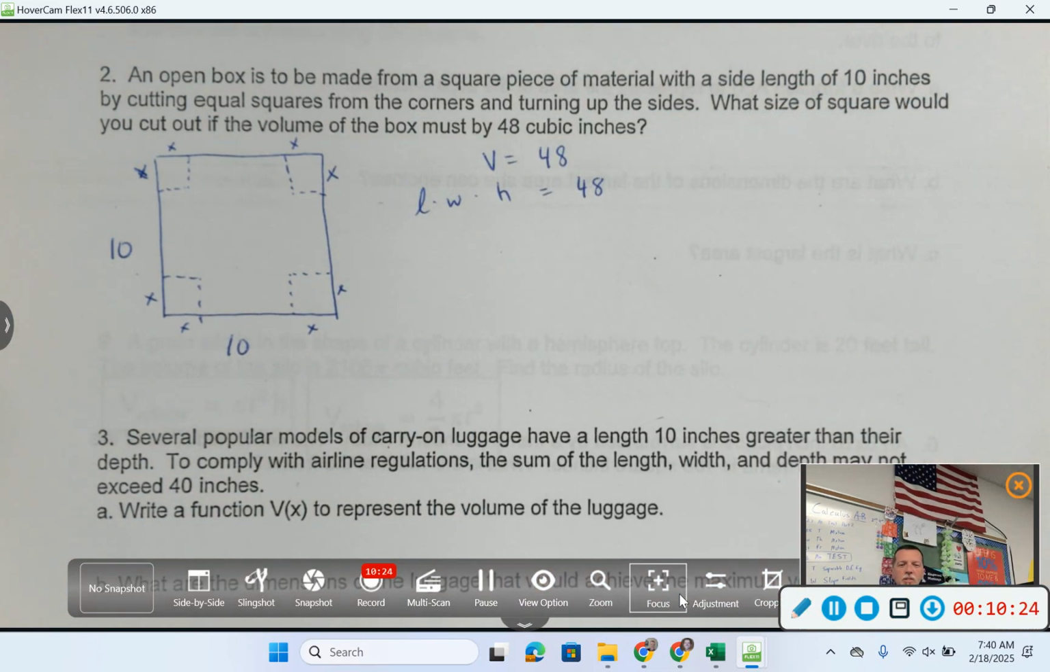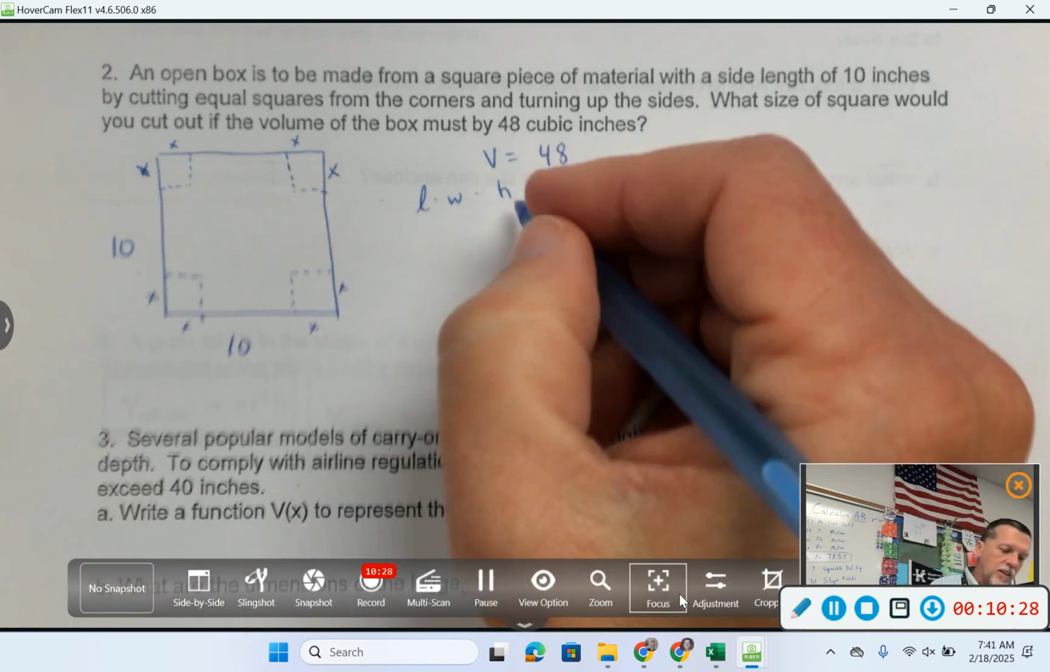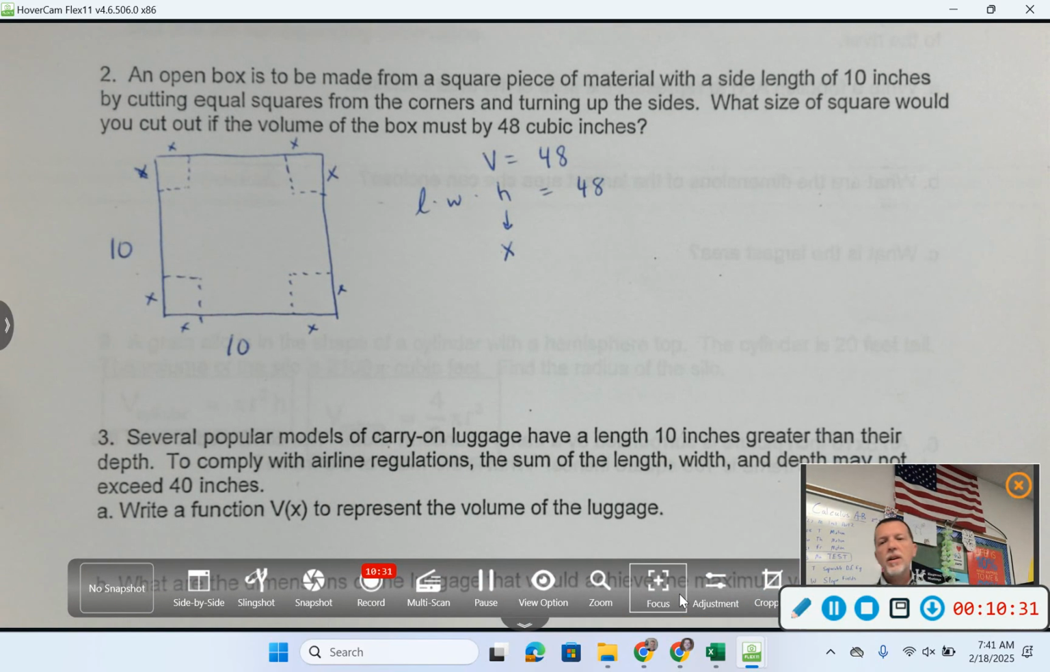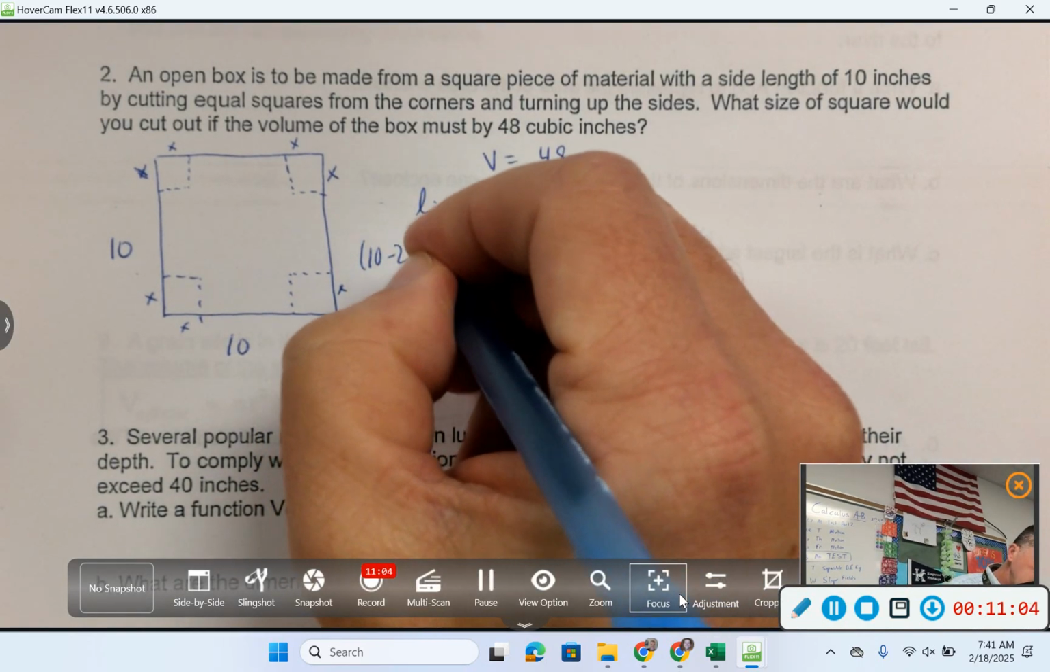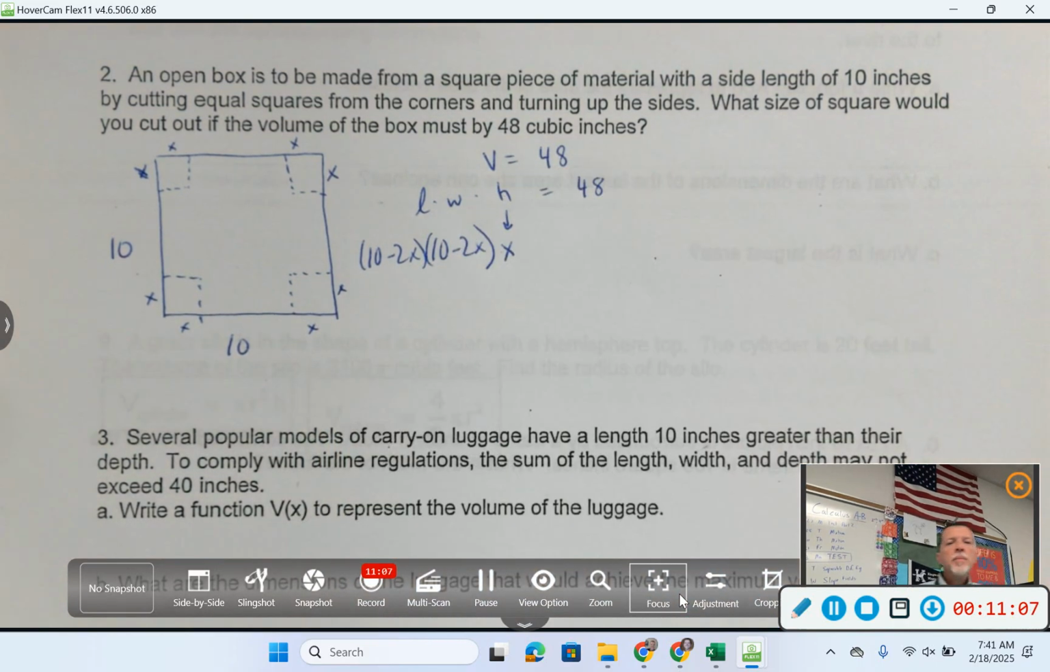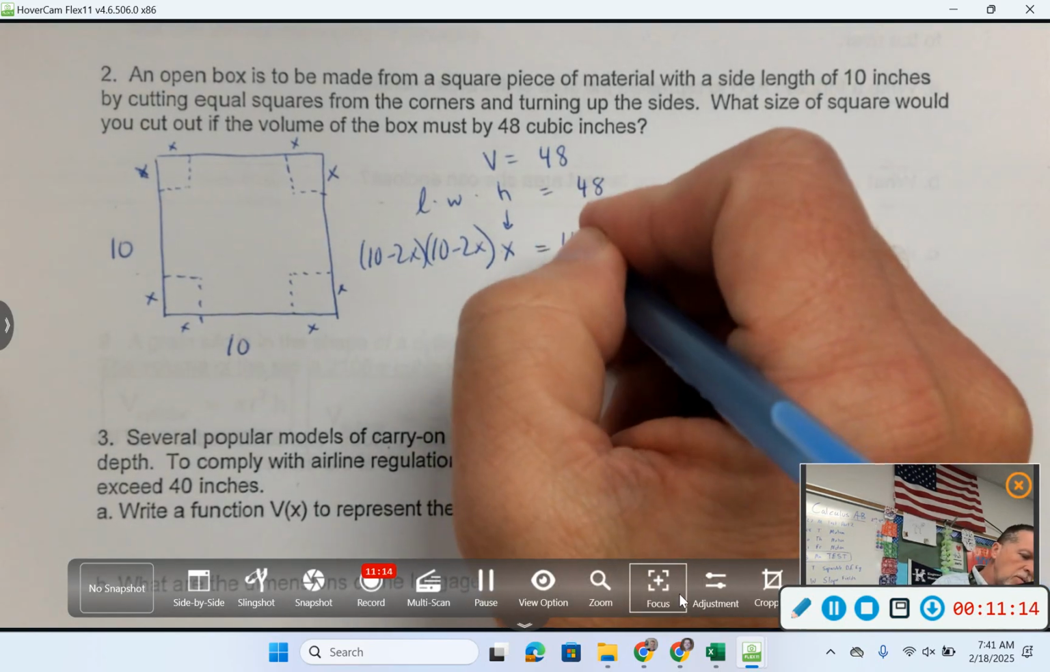Okay, now can we figure out what those dimensions are? I think one of the dimensions is easy. The height is going to be x. And if we fold this up, our height becomes x. What about the length of this box? 10 minus 2x. It was 10, but we cut an x off of each end. And so this length is missing the 2x's, so 10 minus 2x. The width is the same, since we started with the square. 10 minus 2x times 10 minus 2x times x is supposed to equal 48.